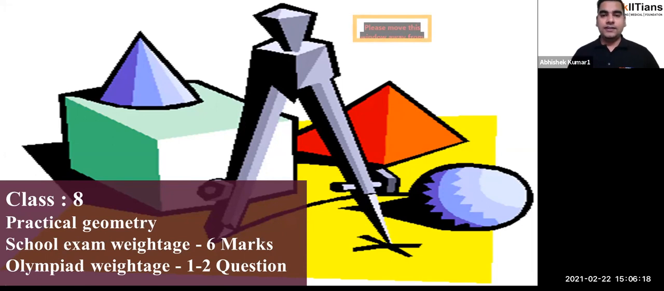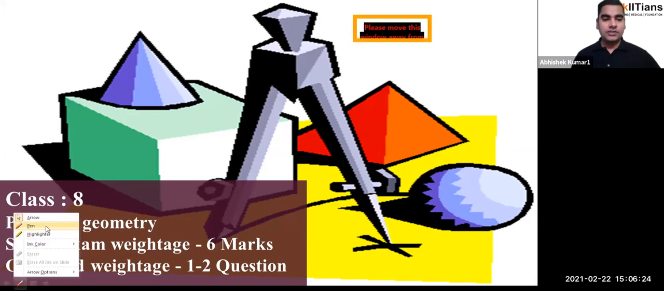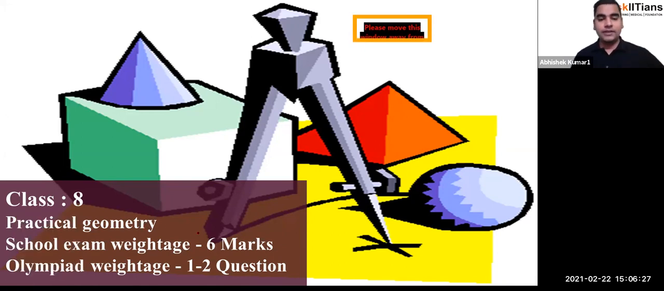Today we are going to start the topic practical geometry of class 8. Before we start, it's very important to understand the weightage of this chapter as far as school examination and Olympiad examination are concerned. In school examination, this topic carries around 6 marks. That means you can expect around two questions from this particular topic.